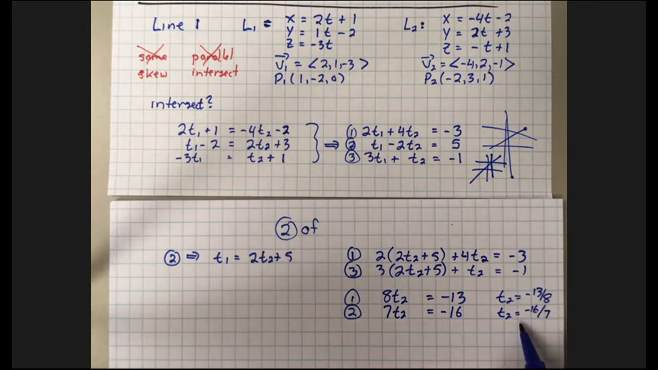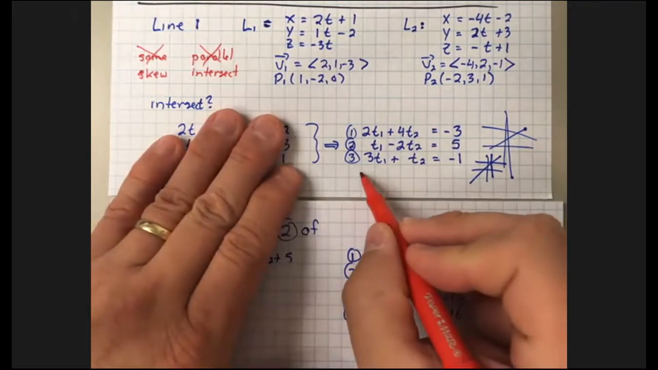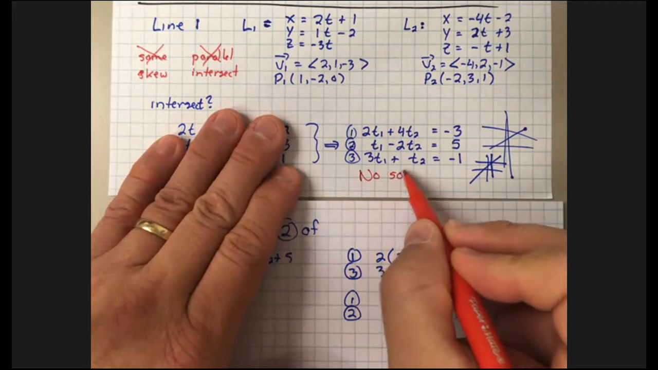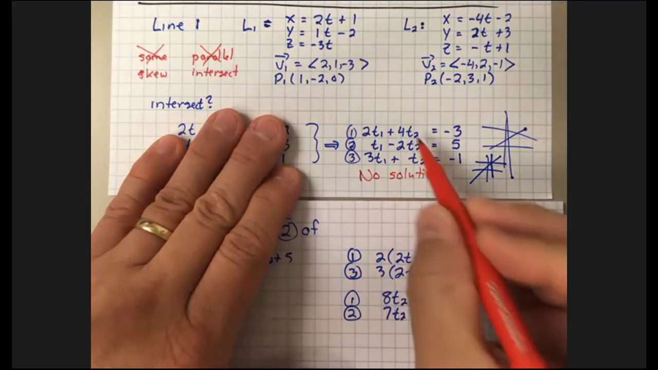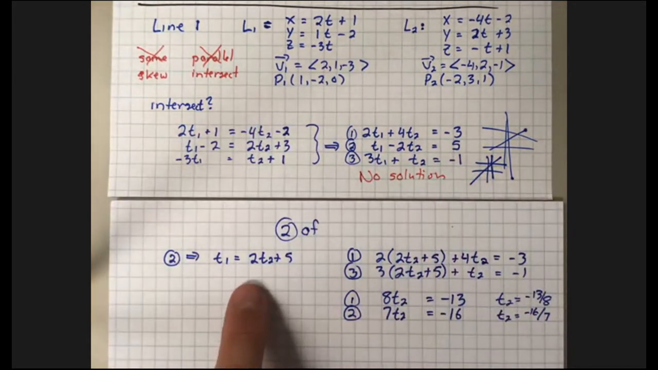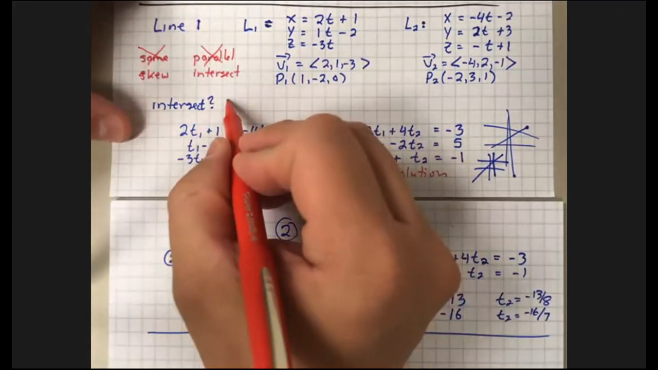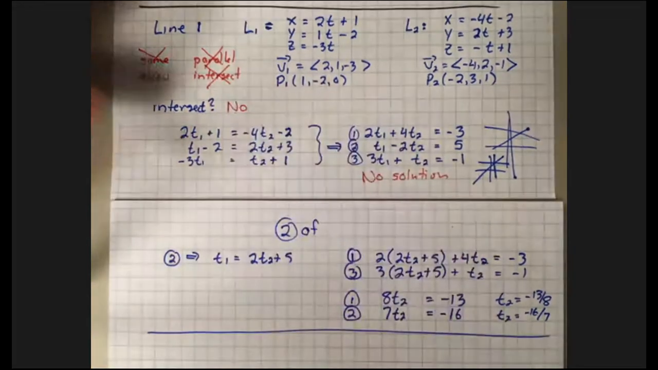But I cannot find one copy of T1 and T2 that make all three of these equations work. Right? So what do we say about this system? There is no solution. There is no T1 and T2 that makes all three of these the same. I did this by substitution. That wouldn't necessarily be my favorite method, but it was a method that I could use to demonstrate. So now I know, let's go back up here, that these lines do not intersect. And they must be skew.